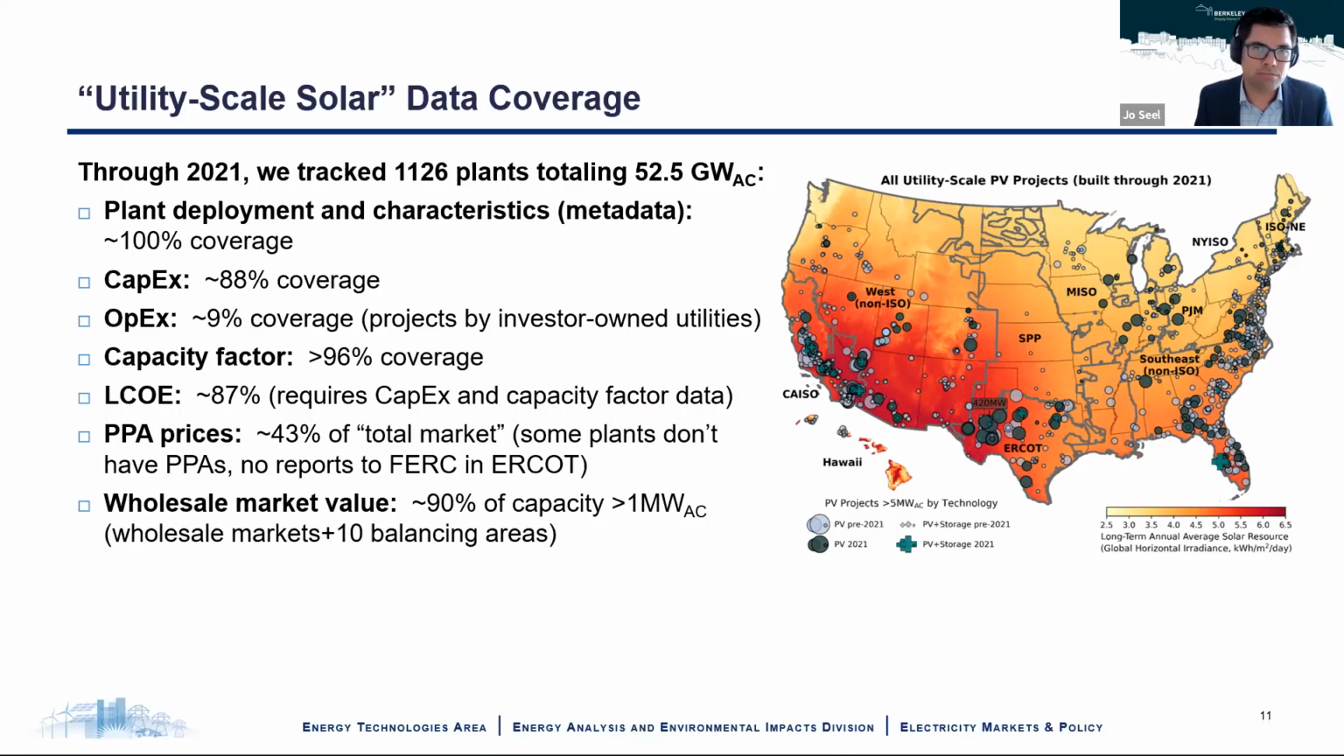Some plants just don't have PPAs because they are merchant projects, or they do not have to report to FERC because they are not under FERC jurisdiction, such as ERCOT. Or they are really in the business-to-business segment with corporate entities and not utilities, and so don't have virtual PPAs that are a little bit more difficult to track.